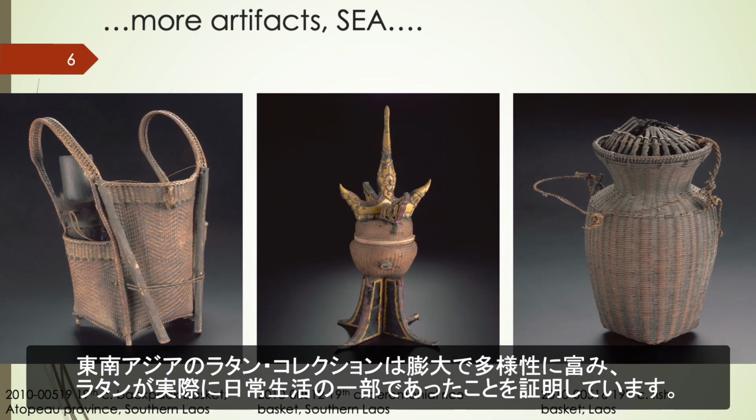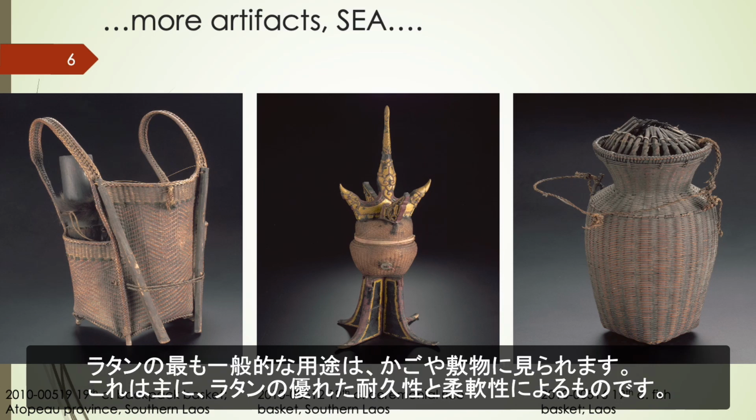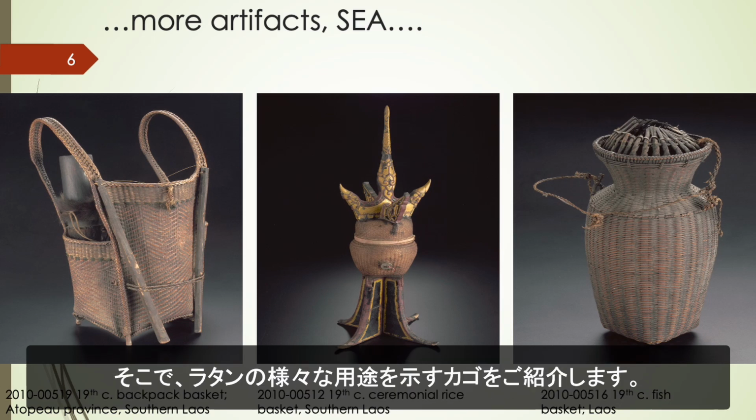The Southeast Asia collections are vast and diverse, and the evidence that rattan indeed was part of everyday life. And the most prevalent use of rattan, as we probably all know, can be traced in basketry and mats, mainly because of rattan qualities, unsurpassed durability and flexibility. And here we see baskets which are showing their diverse use.